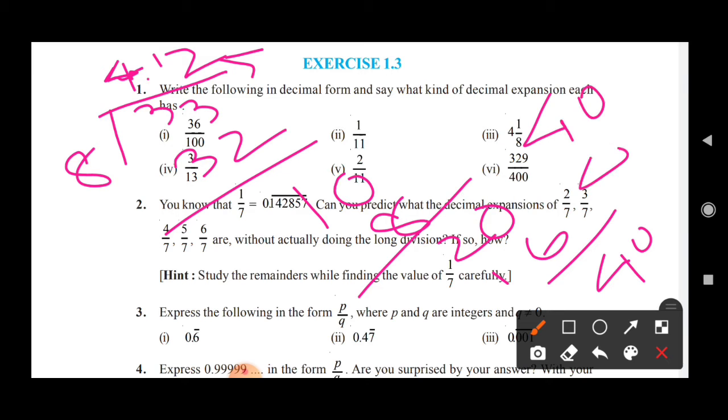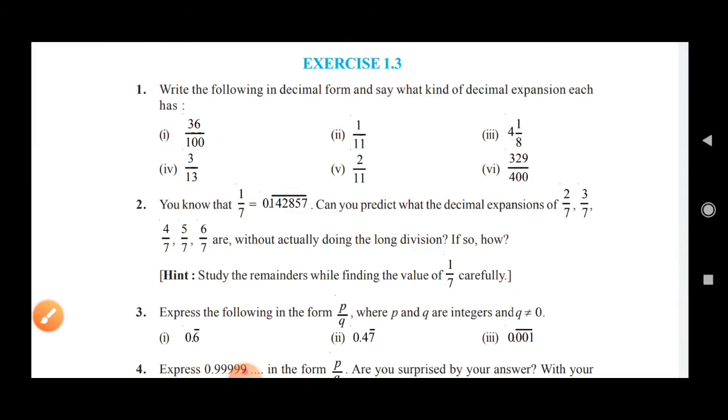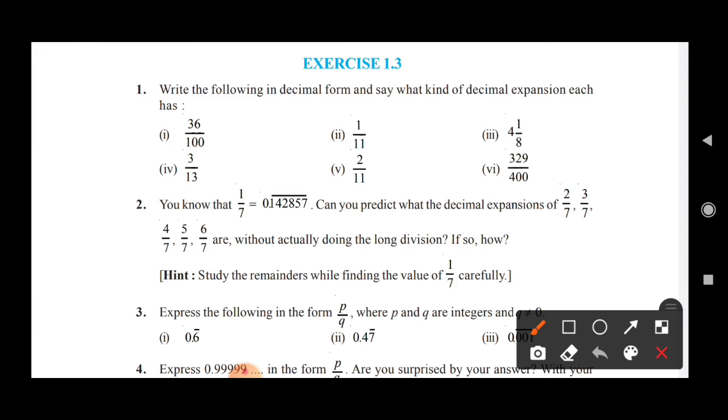So 40 minus 40 is equal to 0. Now the remainder is 0. In this case also you have found the remainder as 0. So the decimal expansion of this question number 3 will be terminating.